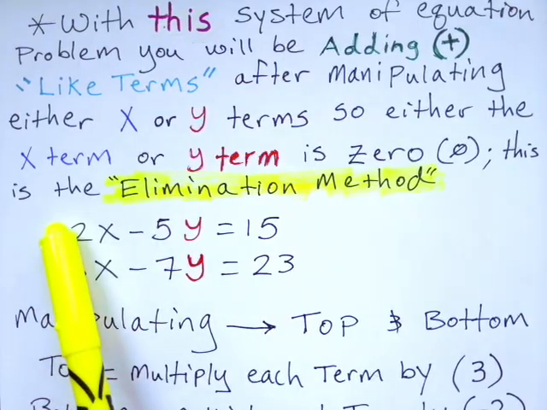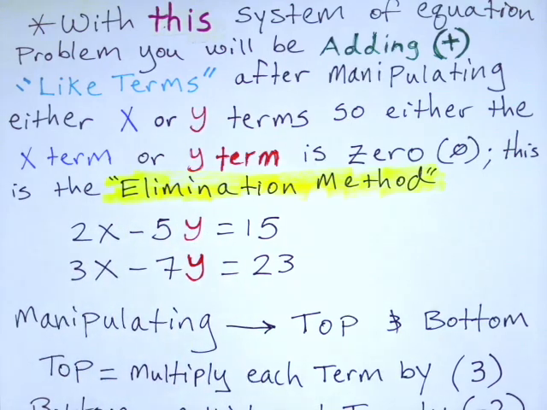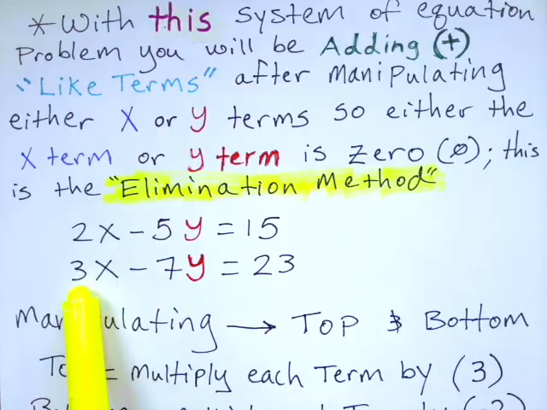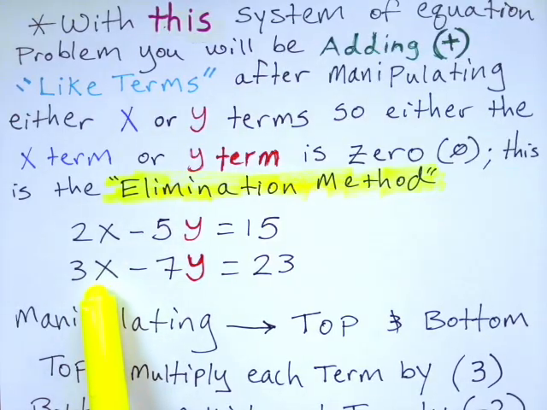So what can I do to the top and/or the bottom equation that will eliminate the x's or the y's when I add them together? For example, if I multiplied 3 times 2, that would be 6. If I multiplied 2 times 3, that would be 6. But 6 plus 6, when I add these terms together, doesn't give me 0. That gives me 12.